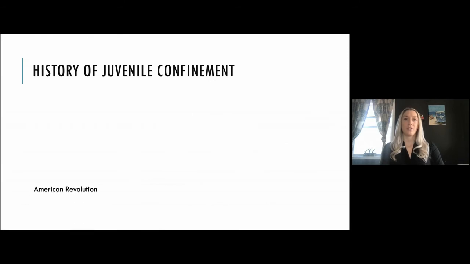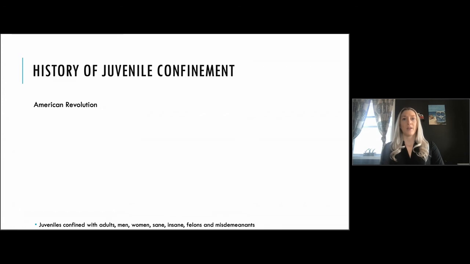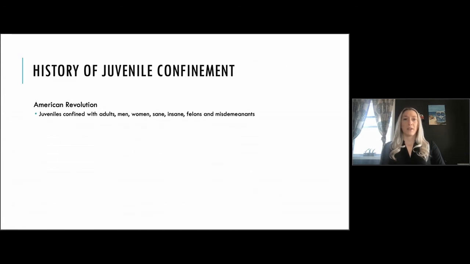So let's look at the history of juvenile confinement. We have to start with the American Revolution. To put it simply, jail and prison conditions were deplorable. Juveniles were being confined with adults, men and women were housed together, the sane and insane, felons, misdemeanants. It didn't matter what crime you committed, what your status was, what your mental health was. You were all confined in the same prisons and jails.